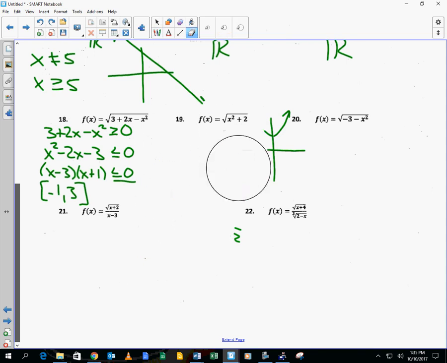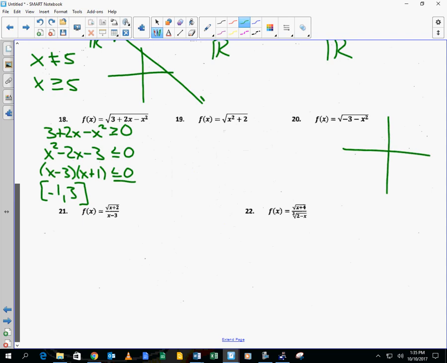20. Can't take the square root of a negative. Let's look at the graph. -3 minus x squared. Parabola right side up or upside down? Shifted up 3 units or down 3 units? Is this thing ever positive? It's never positive. We have our empty set, that 0 with a line going through it. There's no numbers that work for us.